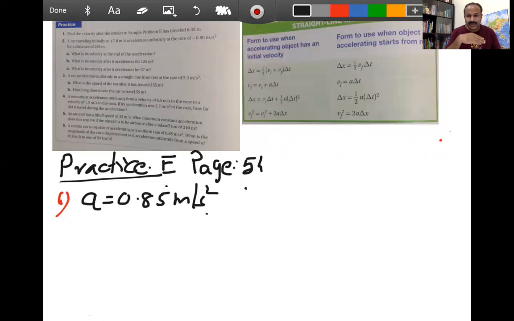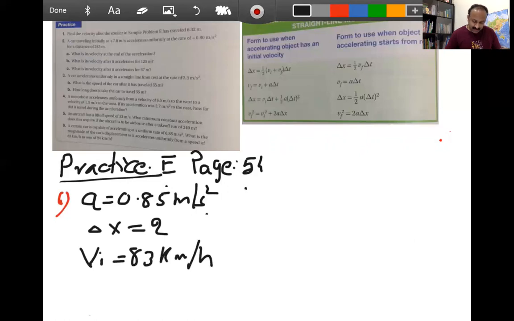So you are looking for delta x as it accelerates uniformly from a speed of 83 kilometers per hour to one of 94 kilometers per hour. So you can see you're looking for delta x. Put a question mark. What's the magnitude of the car's displacement as it accelerates uniformly from a speed of 83 kilometers per hour? So what's your Vi? It's 83 kilometers per hour. But you have to get one thing.